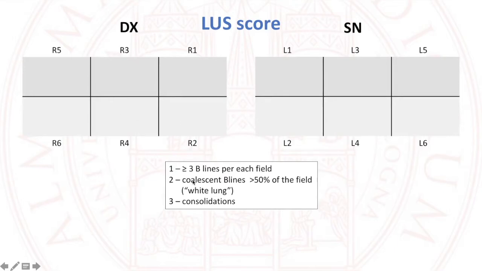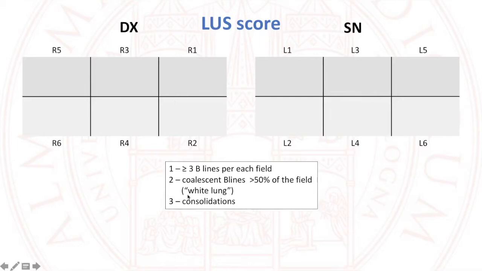0 to 3, and it is reported in grids like this. 0 means that we have an A pattern or up to 2 B lines. A score of 1 means that the scan region shows some B lines which are not reaching more than 50% of the area of the field of view. A score of 2 means white lung or coalescent B lines in more than 50% of the field, and a score of 3 means that there are some relevant consolidations in the area.